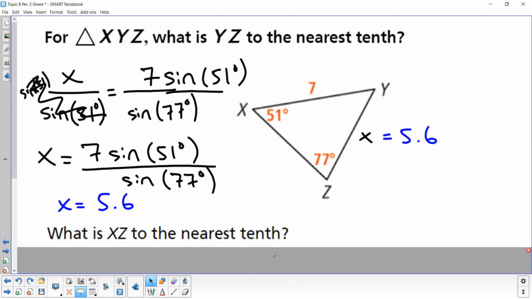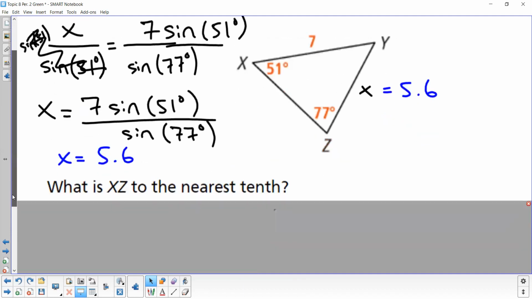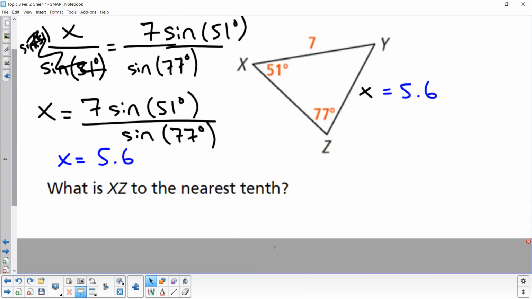See if you can get side XC. Well, Mr. Sunderland, we don't know angle Y. What is it? 52. Nice. Doing some math, that adds up to 128, so 52? Okay.